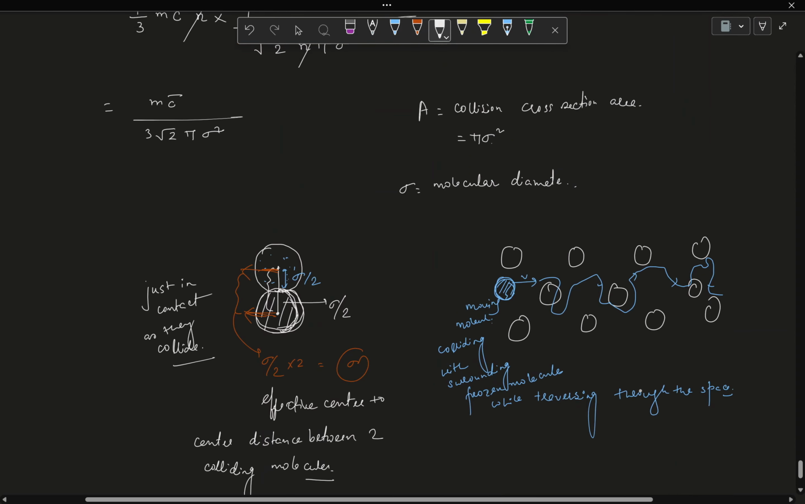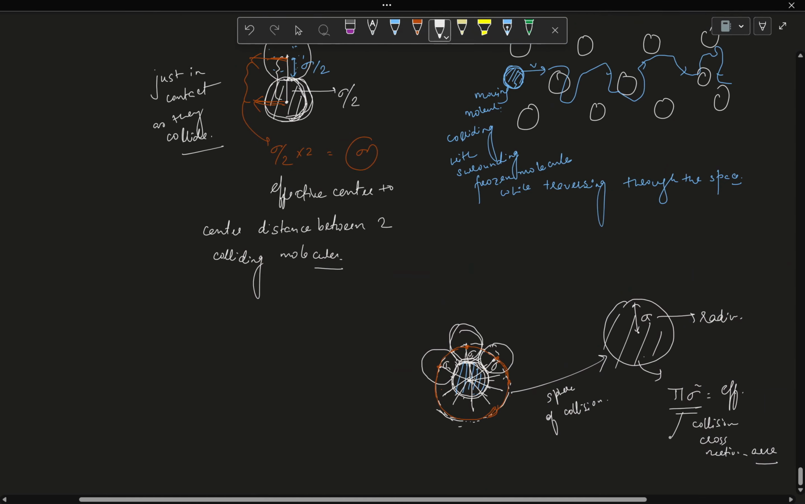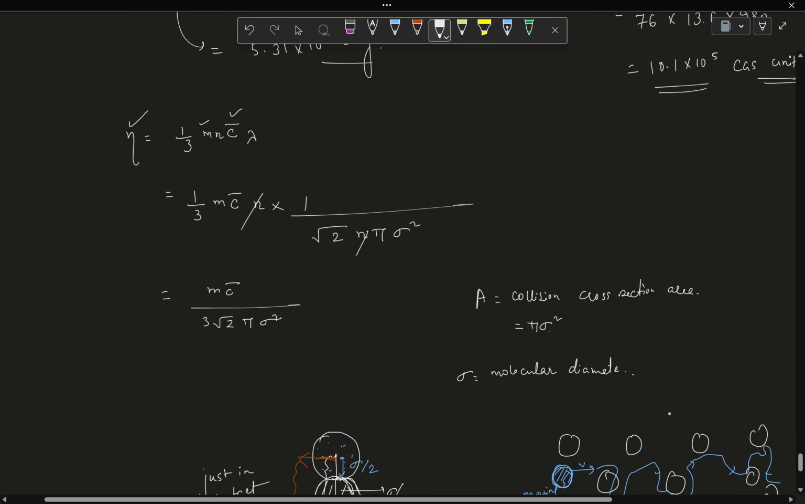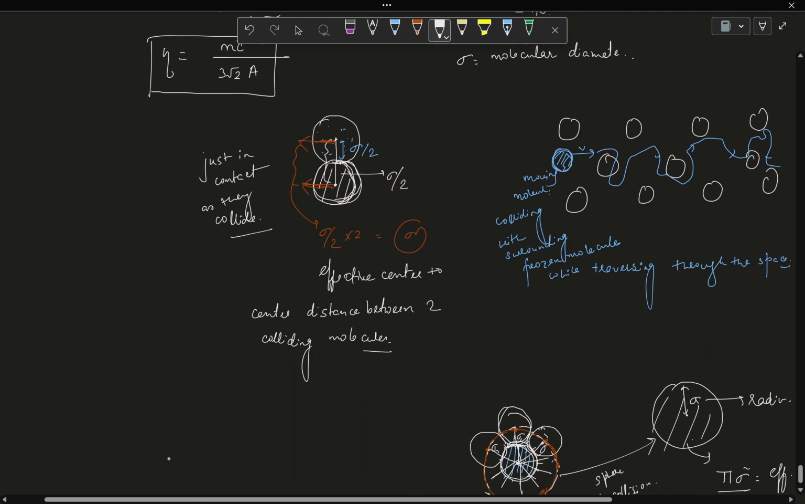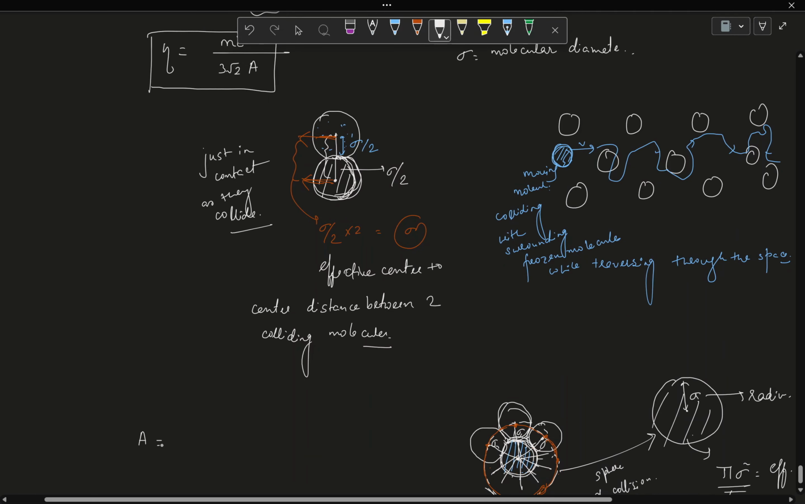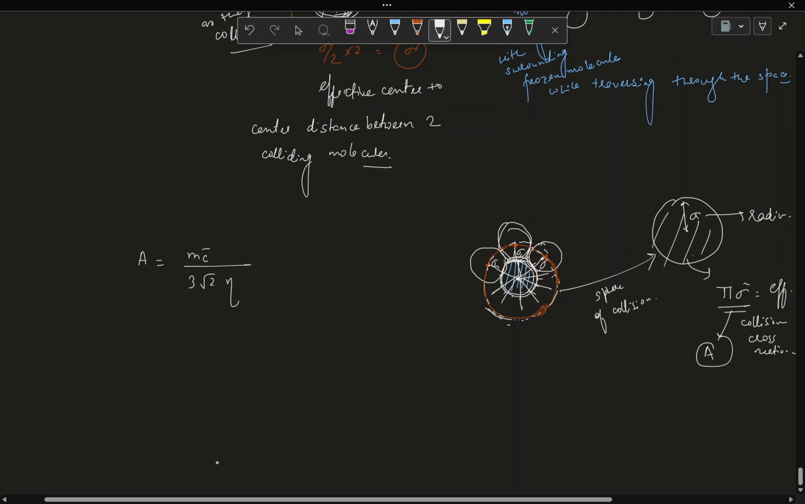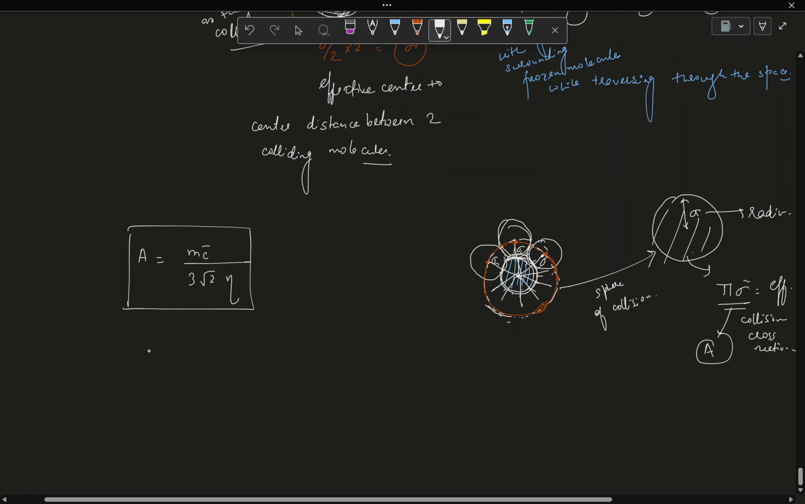However it is, from here we get the idea that pi sigma square is your collision cross section area A. Now here we have to calculate A, so we directly write m c bar by 3 root over 2, then pi sigma square, which we denote by capital A and need to calculate, is equal to eta, right? Then A will be just m c bar by 3 root over 2 eta, that we need to calculate.